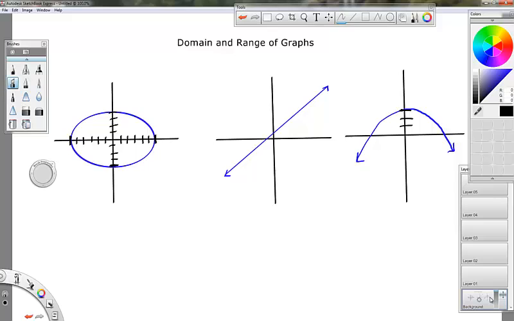Welcome, pre-calculus students, to three of my favorite graphs, and I'm sure it's yours too. Domain and range of the graph.